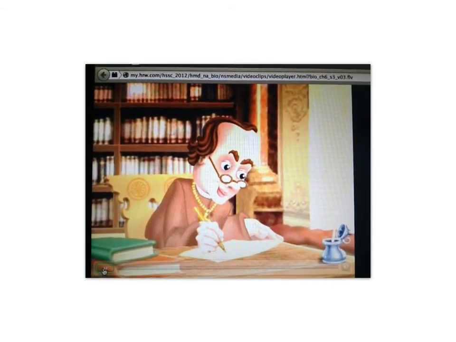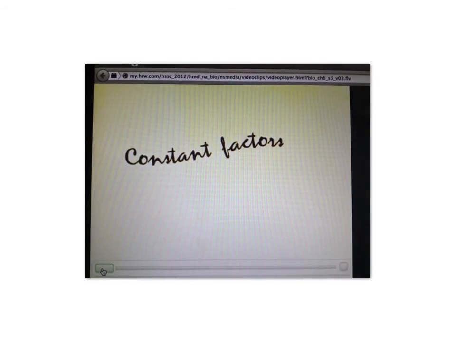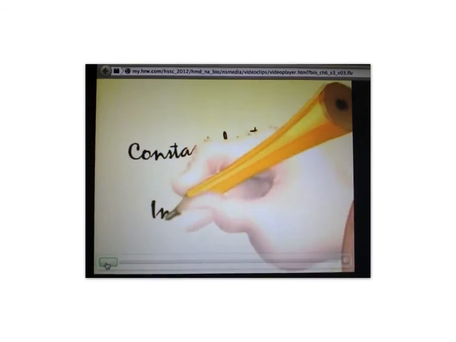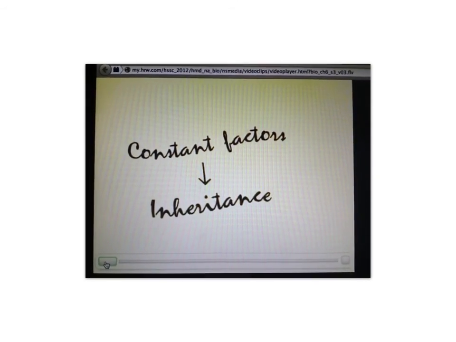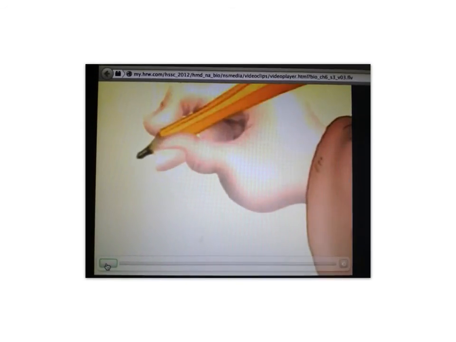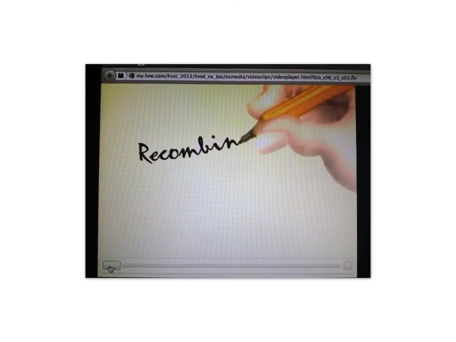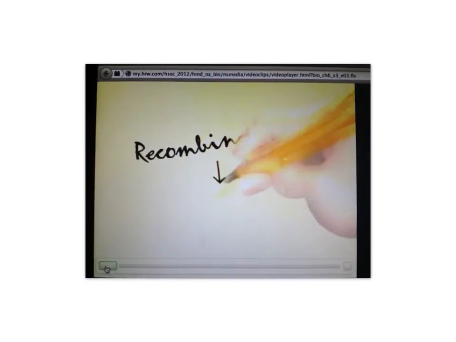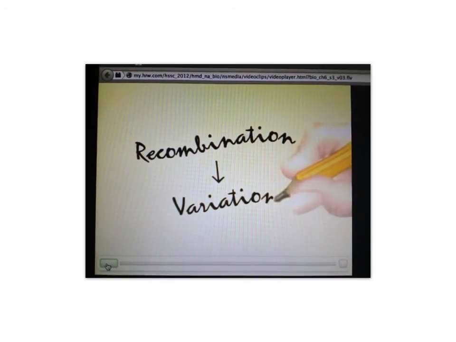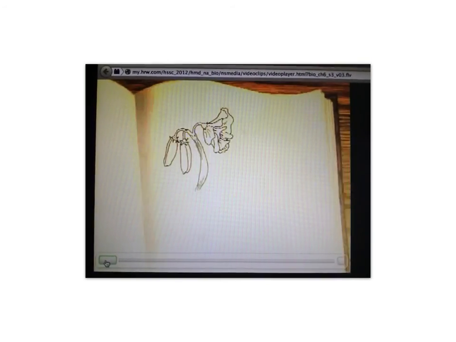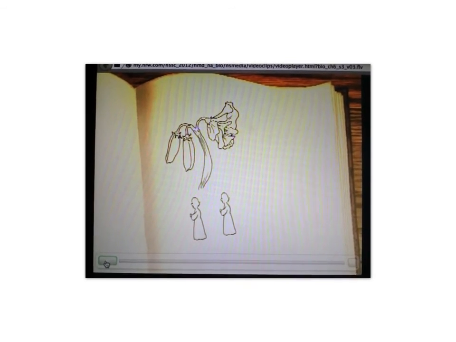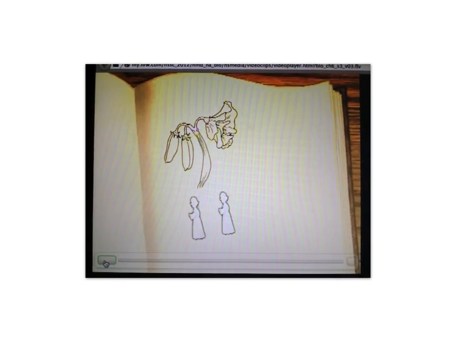Mendel concluded that these invisible factors are passed along unchanged, which accounts for inheritance, but that sexual reproduction leads to new and different combinations of them, which accounts for variation. Mendel theorized that a trait is determined by not one, but two factors or genes. These factors also come in dominant or recessive forms.